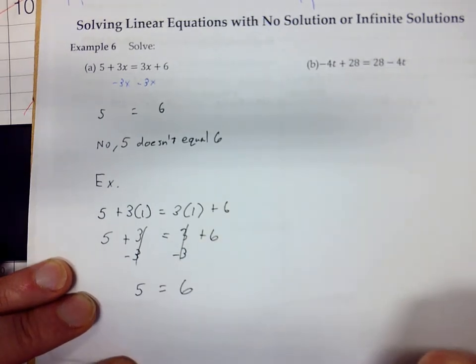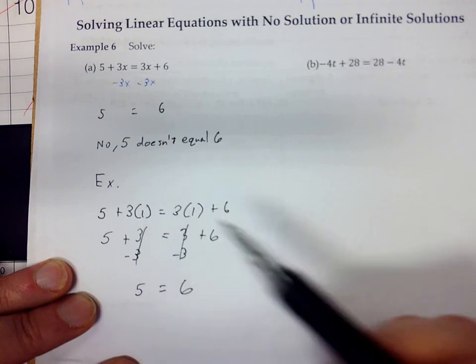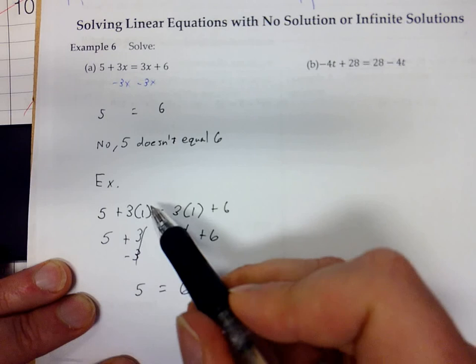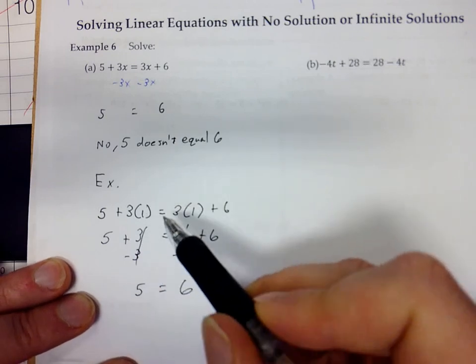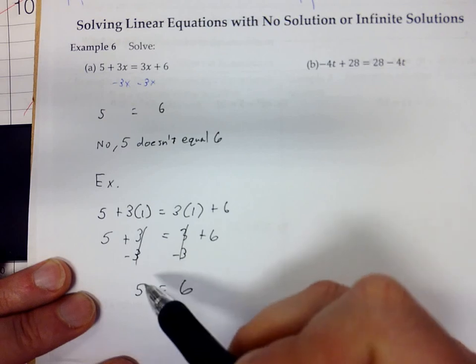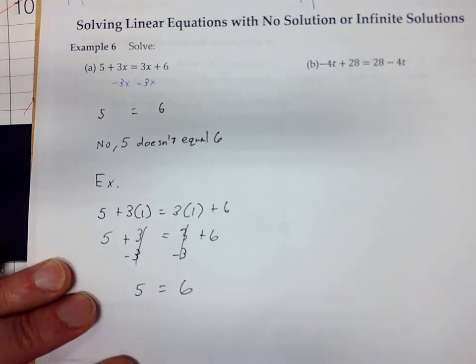I still get 5 equals 6. It turns out no matter what you plug in for x, this will always happen. You're going to have 3 of them on the left side, 3 of them on the right. Those parts will essentially balance out, and you're still left with this difference of 5 and 6 here. And 5 does not equal 6.